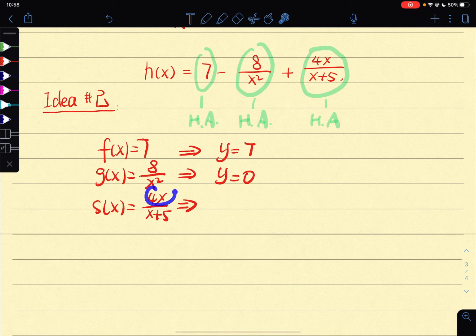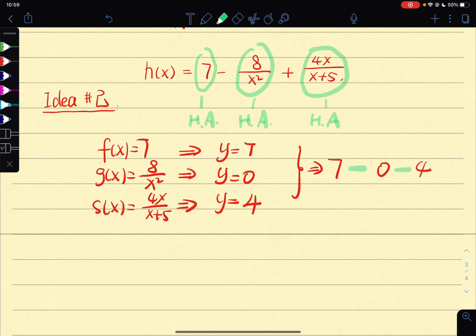The last term has 4x and x as leading terms, so its horizontal asymptote comes from 4x over x, which is simply 4. Therefore, to put everything together, the horizontal asymptote of the original function, keep in mind it's minus here, plus here. So you're going to have 7, 0, 4. But like we said, it's minus in the first piece and plus in the second piece. So what I end up with is 7 plus 4, hence 11. So again, you get the same answer: y equals 11 as your horizontal asymptote.